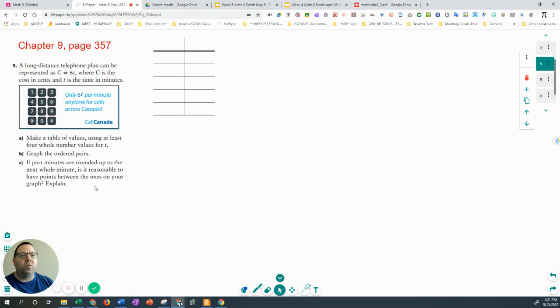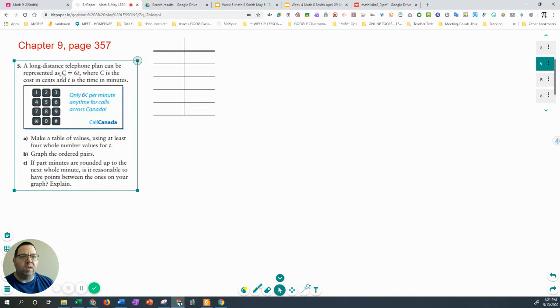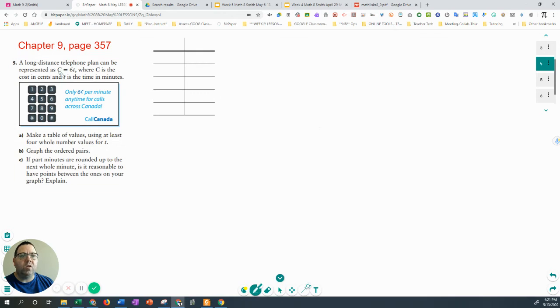A long distance telephone plan can be represented as C equals 6t, okay? So without even reading further, it would appear that they have given us a formula, an equation. Again, I'm using formula and the word equation like they're pretty much interchangeable. Can be represented by C is equal to 6t, where C is the cost in cents, okay? So they're defining the variables for us. And the t is time in minutes, okay?